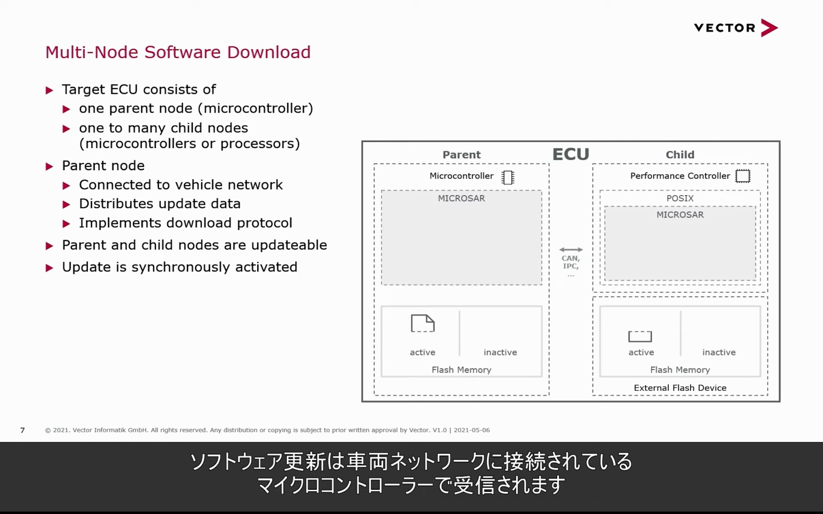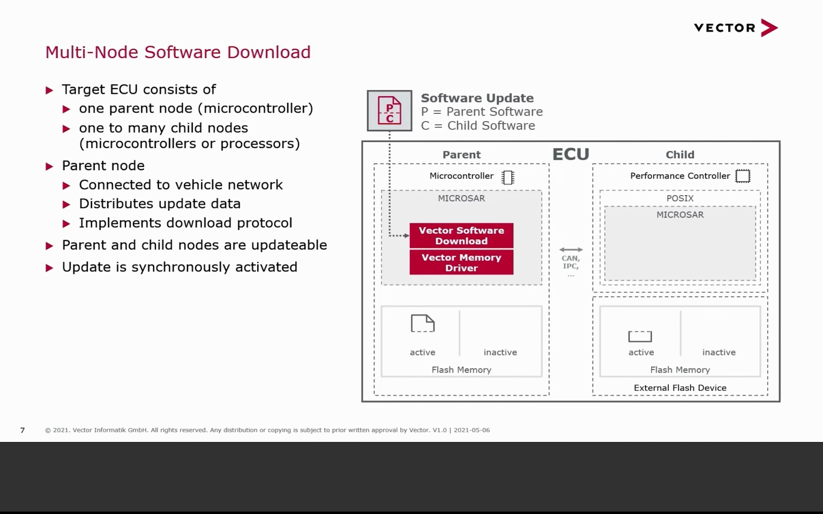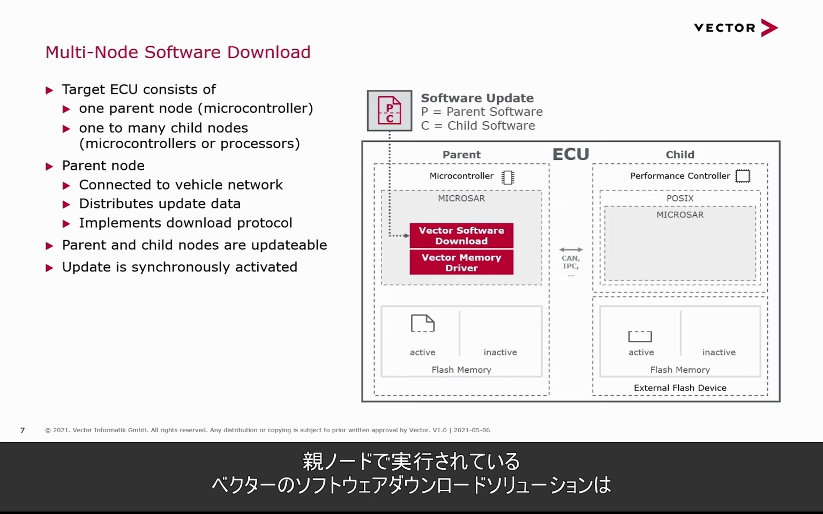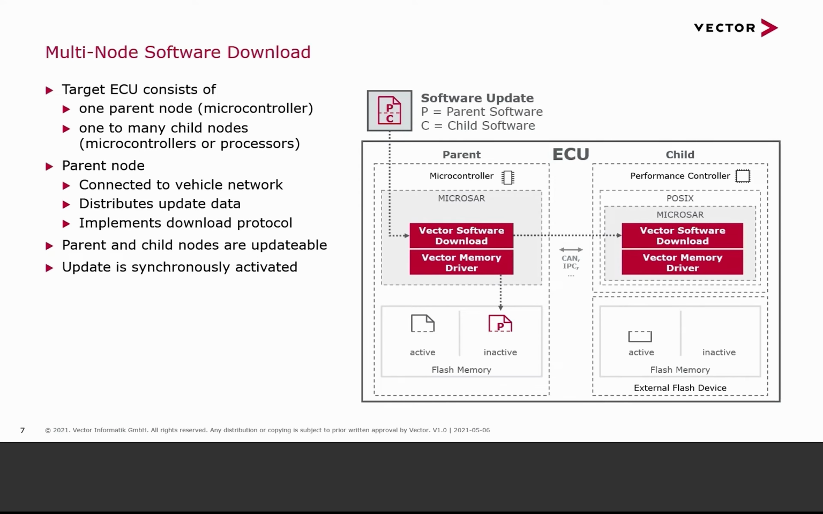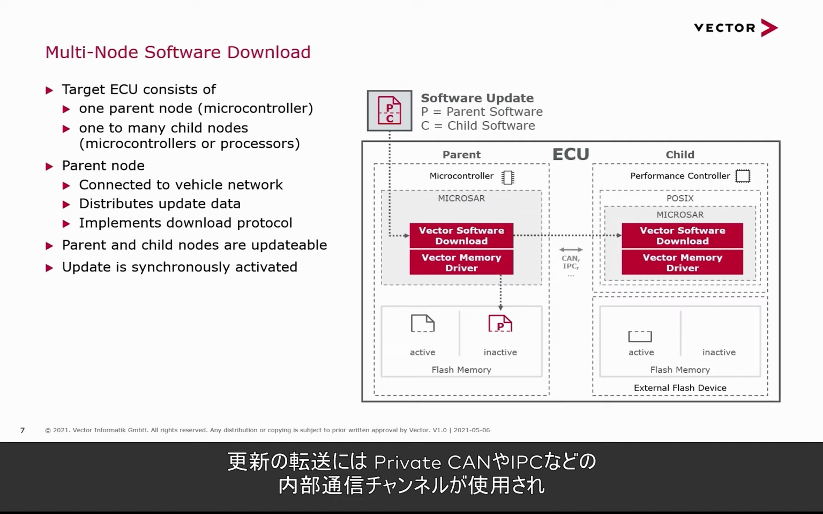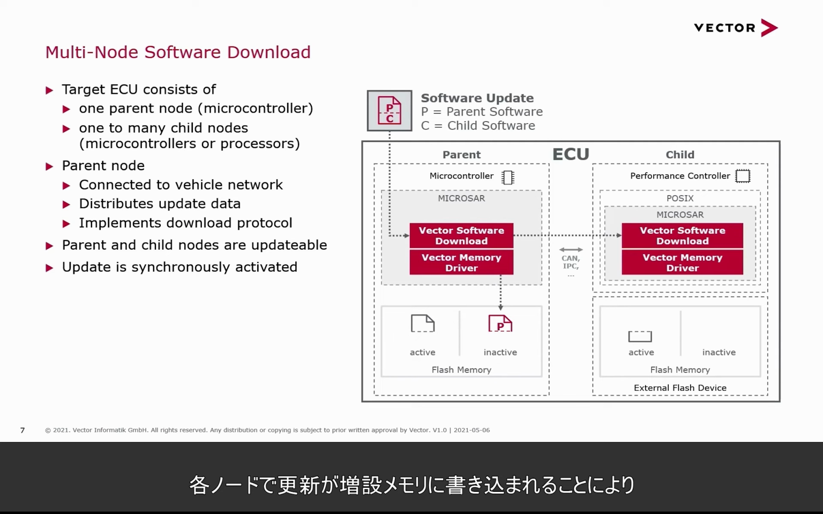The software update is received by the microcontroller, which is connected to the vehicle network. The Vector software download solution running on the parent node can then distribute the update to the different child nodes. It uses some internal communication channel like private CAN or IPC to transfer the update. And each node is responsible for writing the update to its own memory such that the new software can be activated.